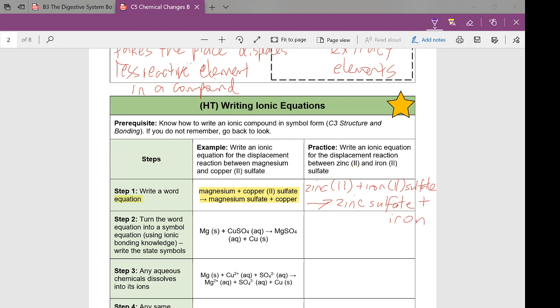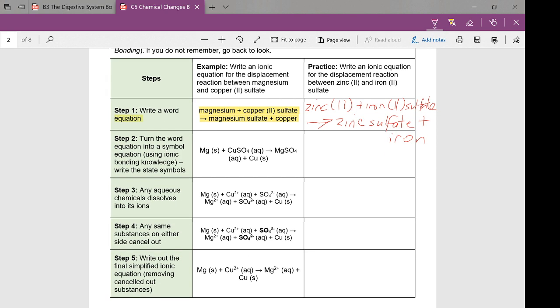Now the next step is to turn this word equation into symbols. So zinc symbol, I look at my periodic table. Can you guys tell me what zinc symbol is? Zn, very good. So all I'm doing is just changing this word equation into symbols. That's it. So zinc is Zn.